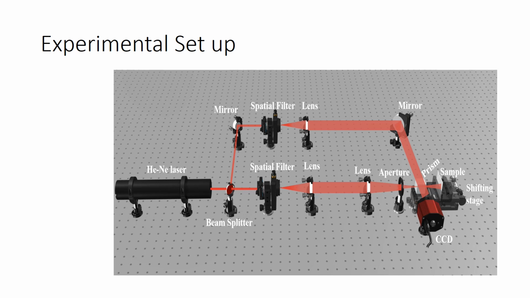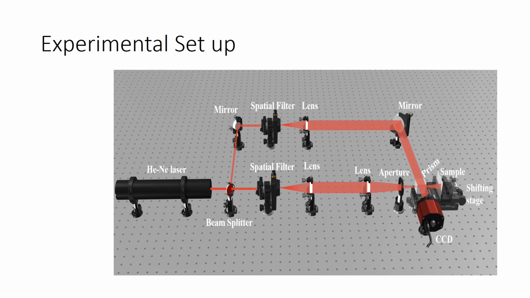So the first one acts as a reference beam, and the other one as a spherical wave that illuminates the sample. And here you can see the prism which combines both beams and creates a hologram, which is captured on a CCD.